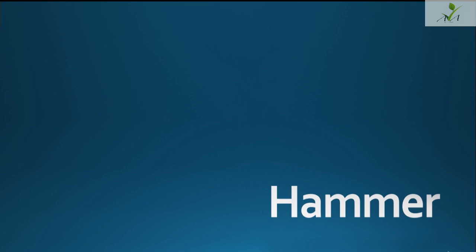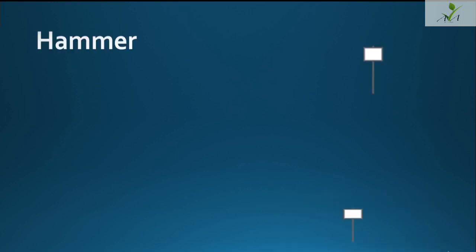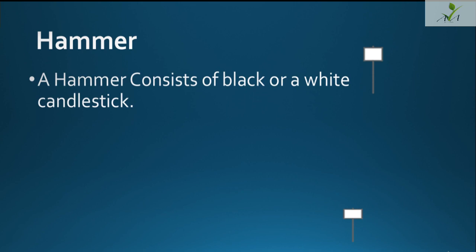Hammer. Now, I know many of you would have seen a hammer, and if you look at this candlestick, it simply looks the same as a hammer. A hammer consists of a black or a white candle. Now, by black, I mean red, and by white, I mean green candle. Why have I written black or white? Because some software shows it as black or white, and you can change it to green or red.